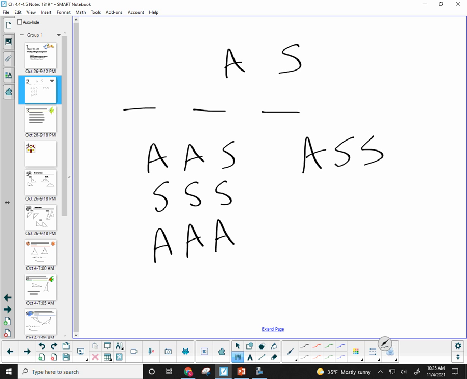Side, angle, side. Okay, so we had 2 sides and the angle in between them, and then we should have one more. SSS. There we go. Okay, so this is all the different ways to combine angles and sides in groups of 3, right?